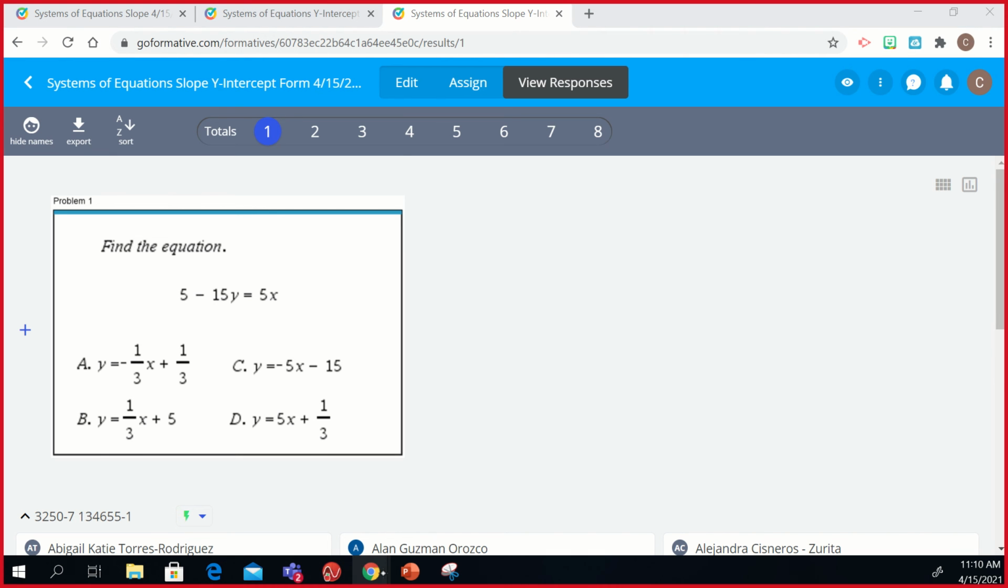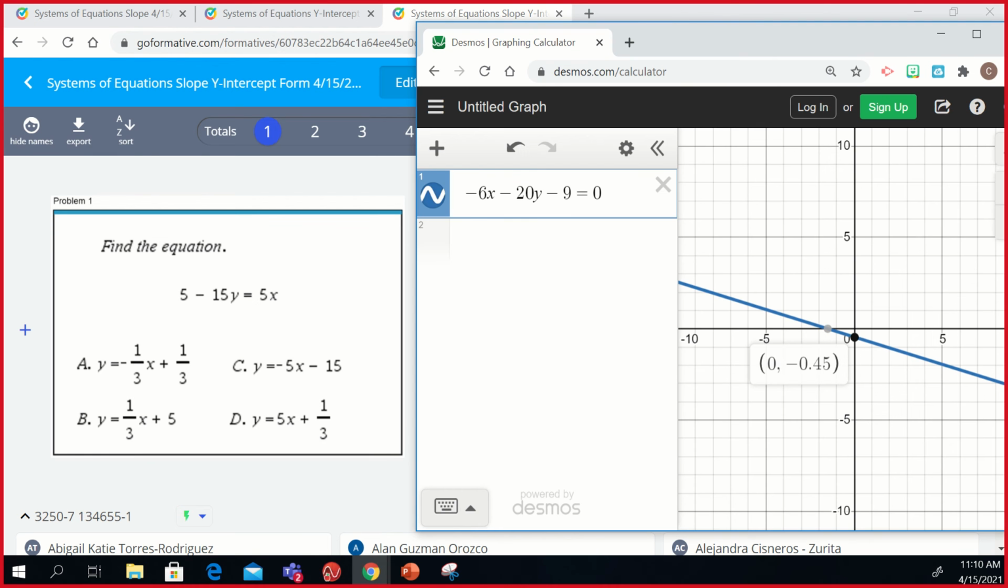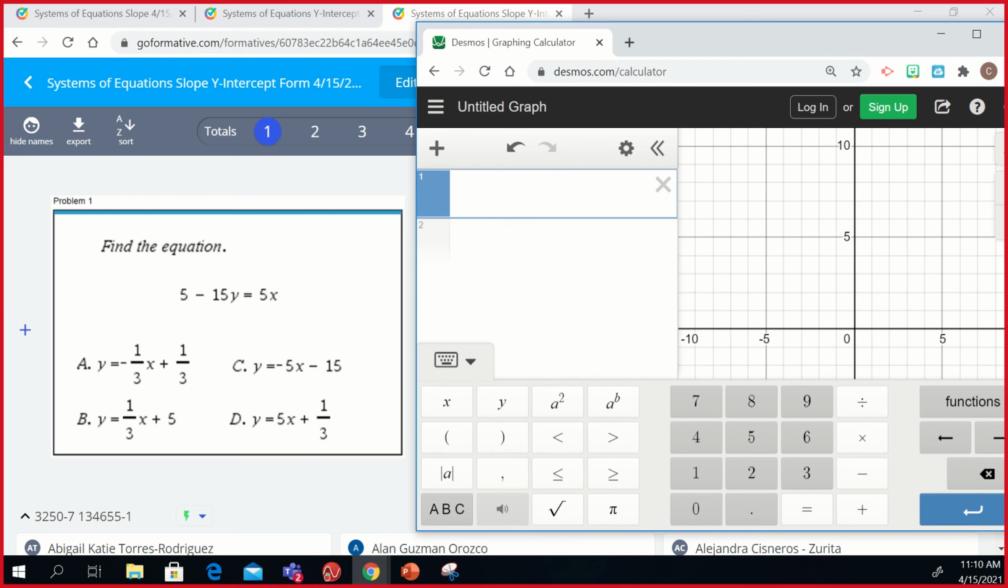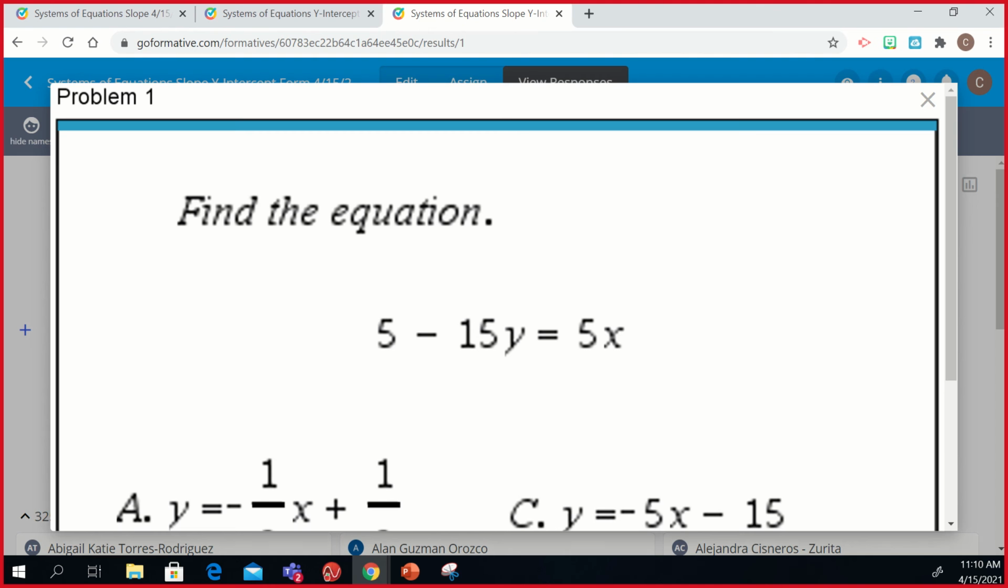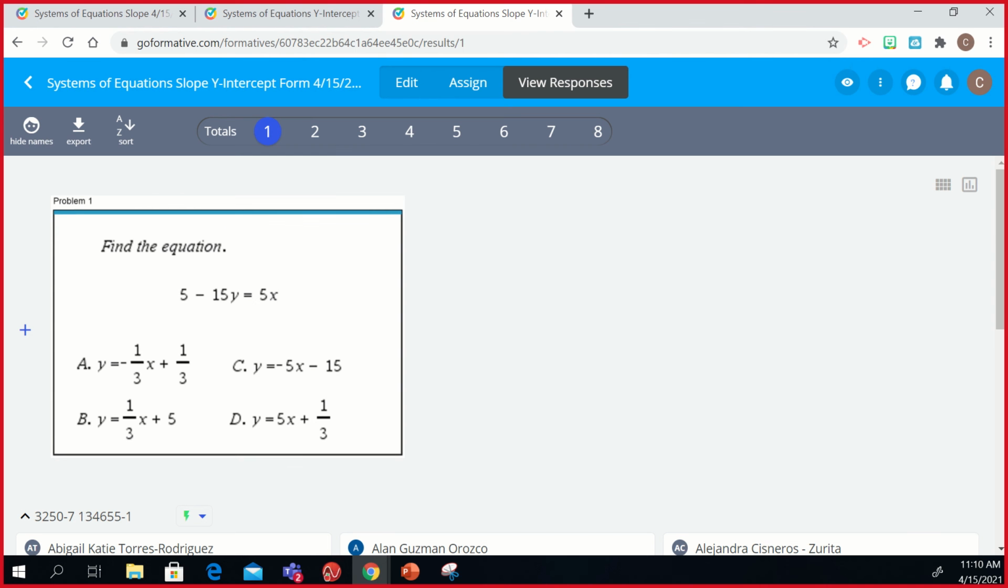If I go to Desmos and graph it, I'm just going to go 5 minus 15y equals 5x. So I know it's a negative slope. It's a negative wheelchair ramp. This slope here is positive. Oops. So the slope of B is positive. It's positive 1/3. I get rid of that because it's positive.